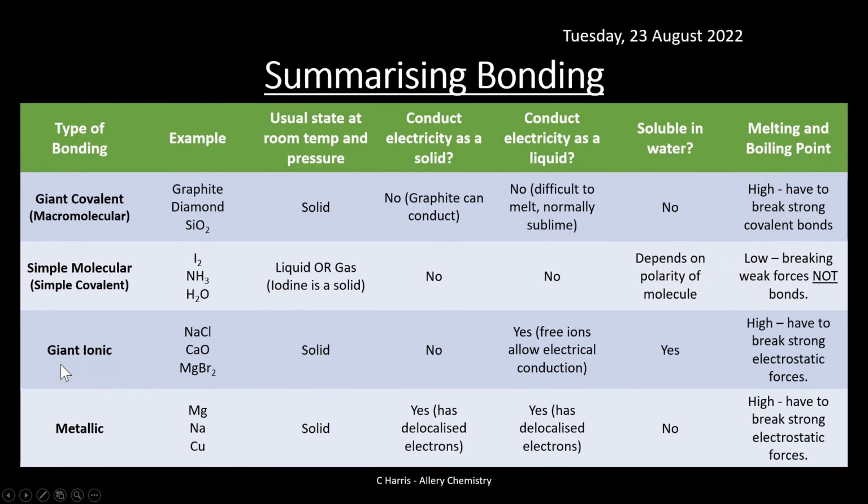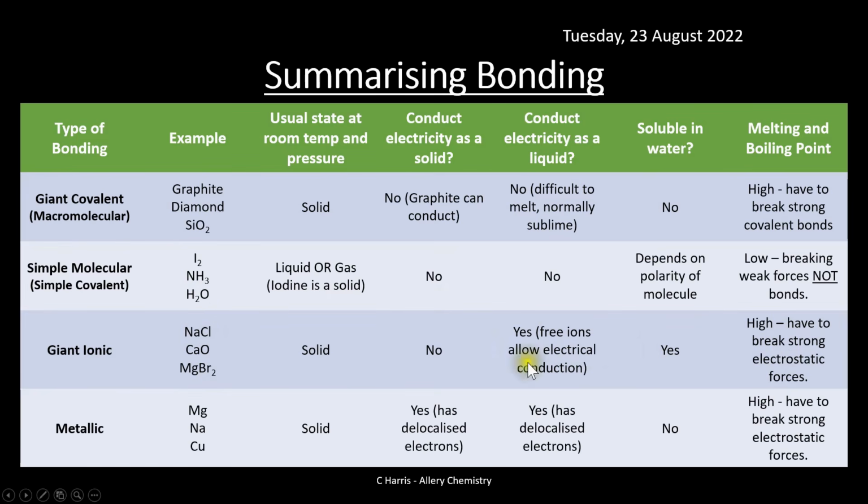Ionic compounds are giant ionic, giant by nature. So they are definitely solid at room temperature. They don't conduct electricity when they're solid, but they do when they're a liquid, because the ions are free to move around. They are soluble in water because of the ions. Water can get in between the ion structure and break it up. And they have high melting and boiling points because of the strong electrostatic forces between these oppositely charged ions.